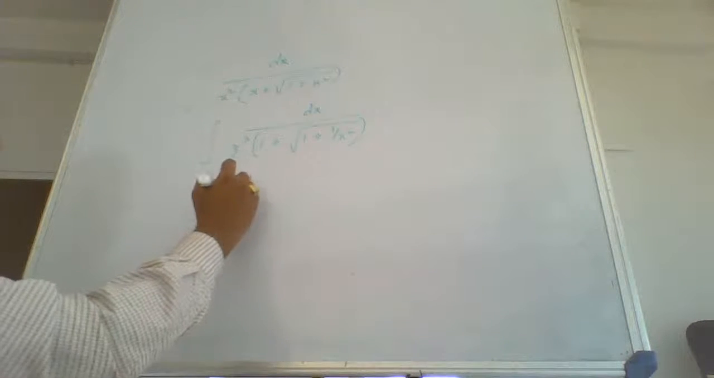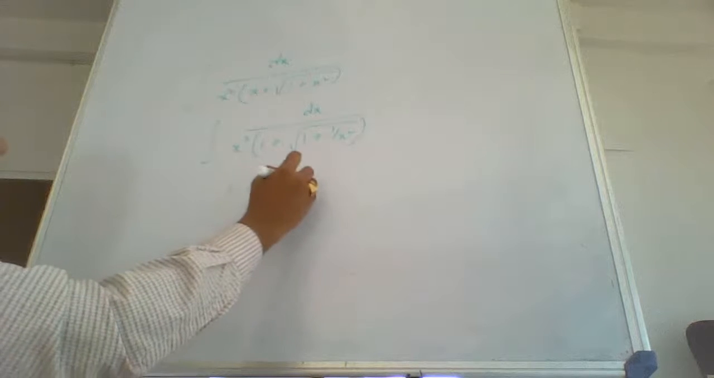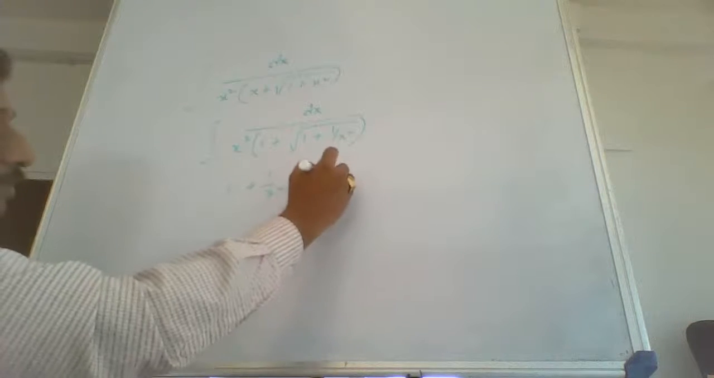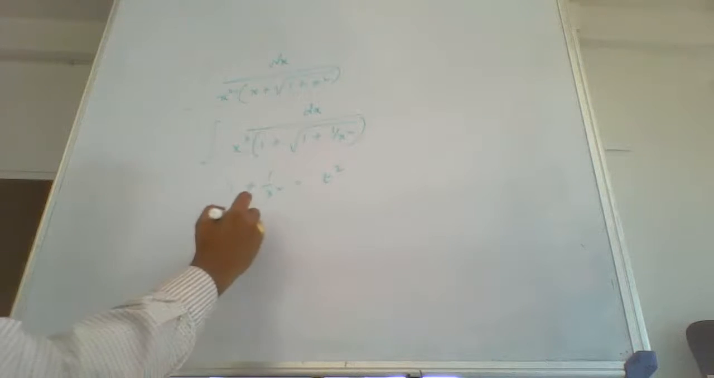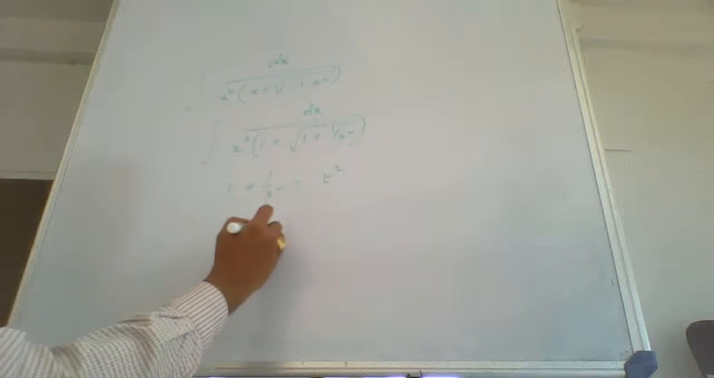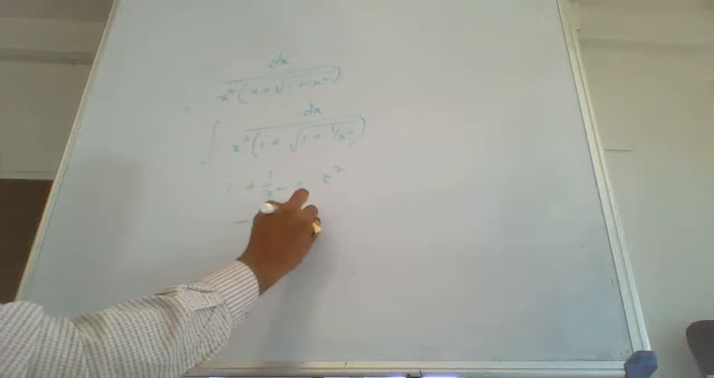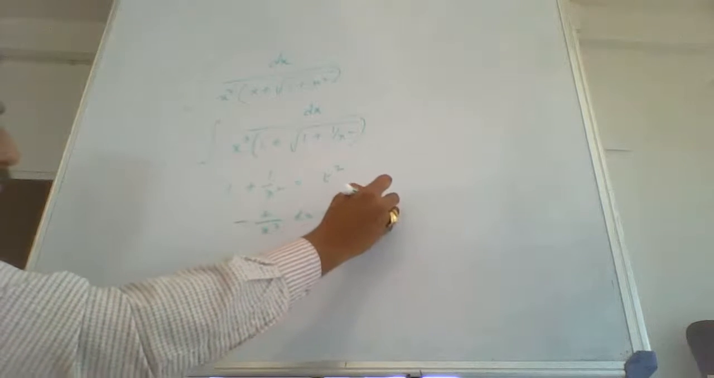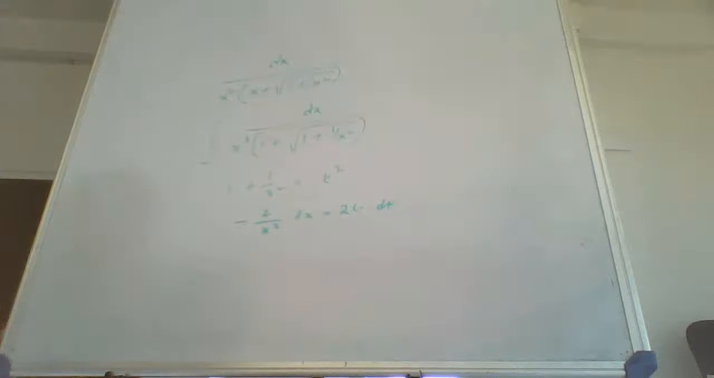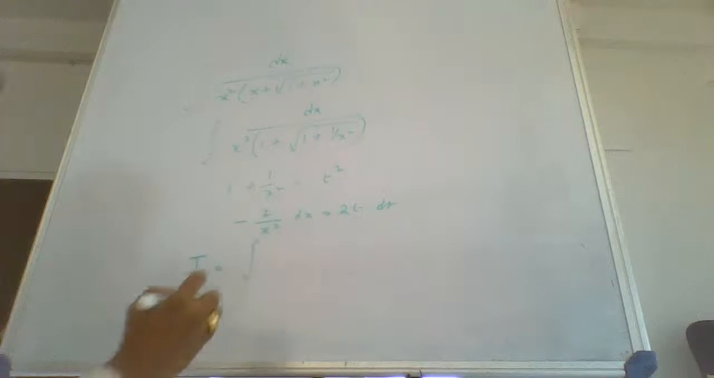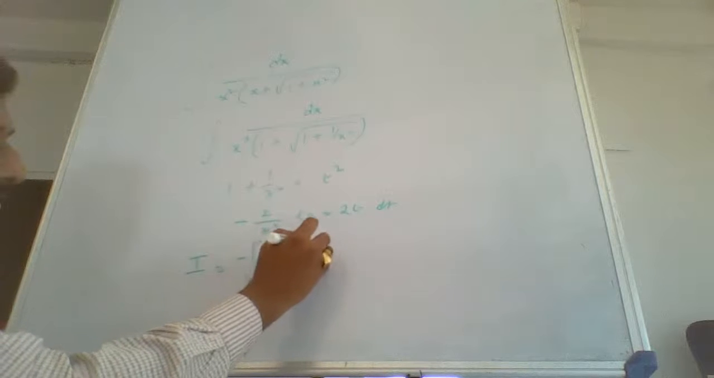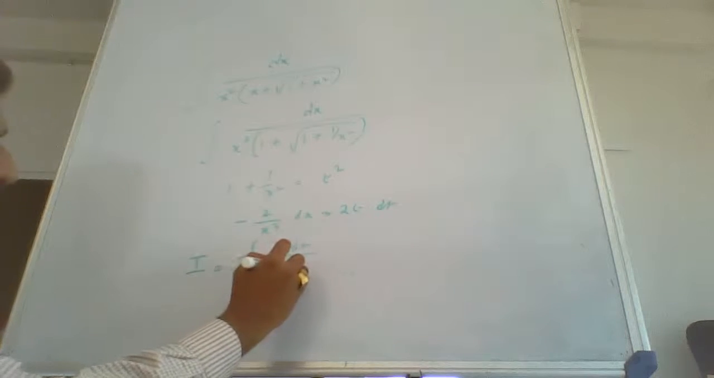Let us substitute 1 plus 1 by x square as t square. So I get minus 2 by x cube dx as 2t into dt. Fine. Now let us substitute what we have taken. So I get minus t dt divided by 1 plus t.